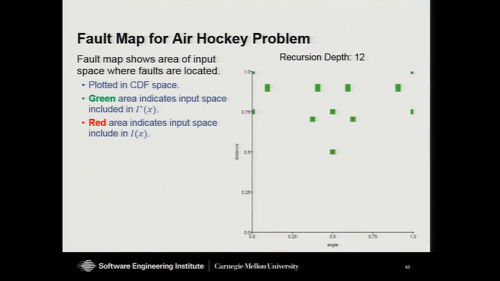So here's what we call a fault map that shows where in the input space the fault occurs. On the bottom axis is the CDF of the angle. The vertical axis is the CDF of the distance.